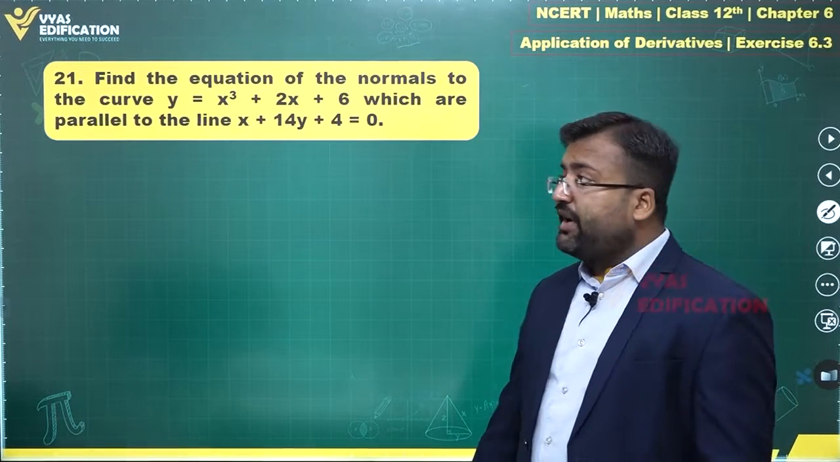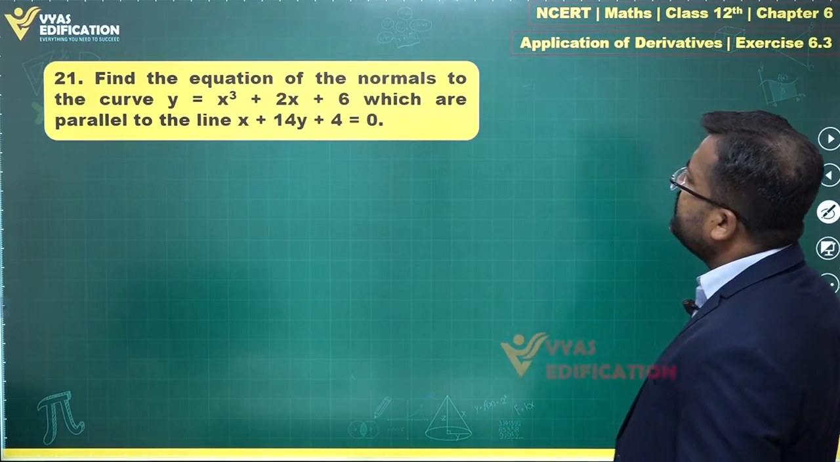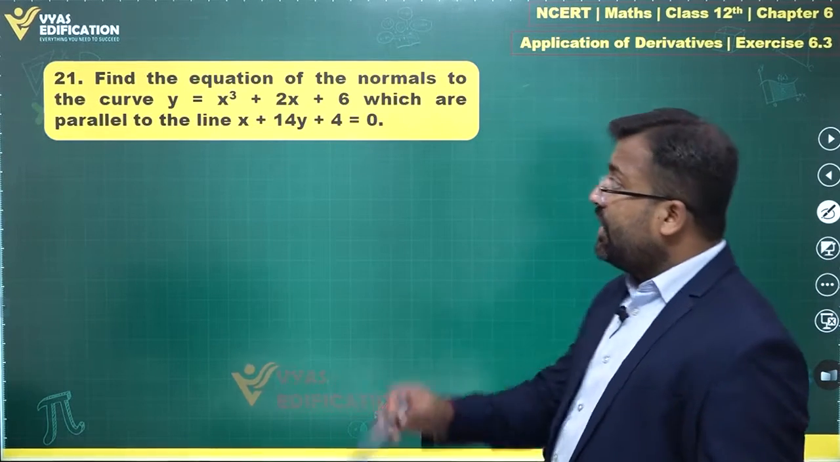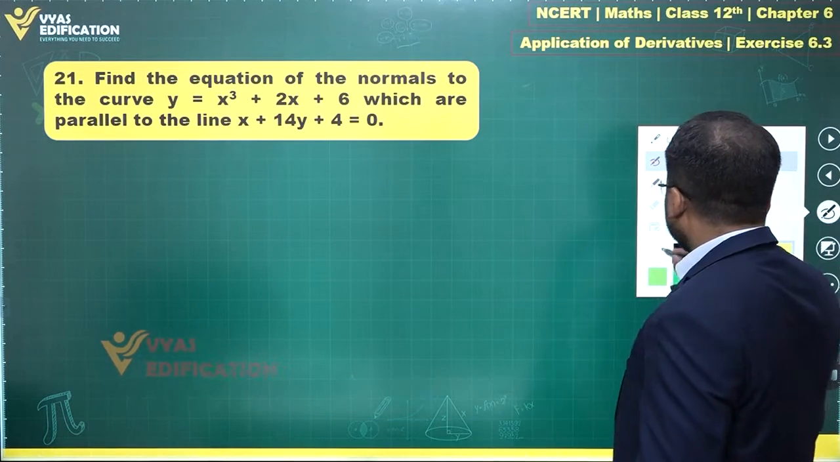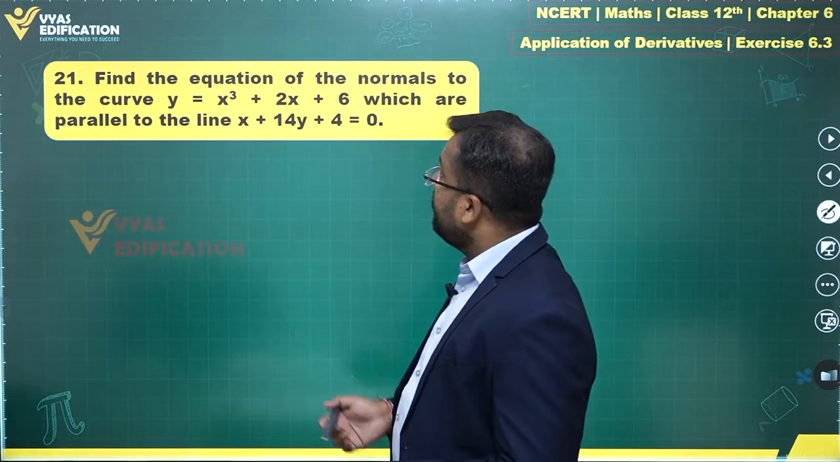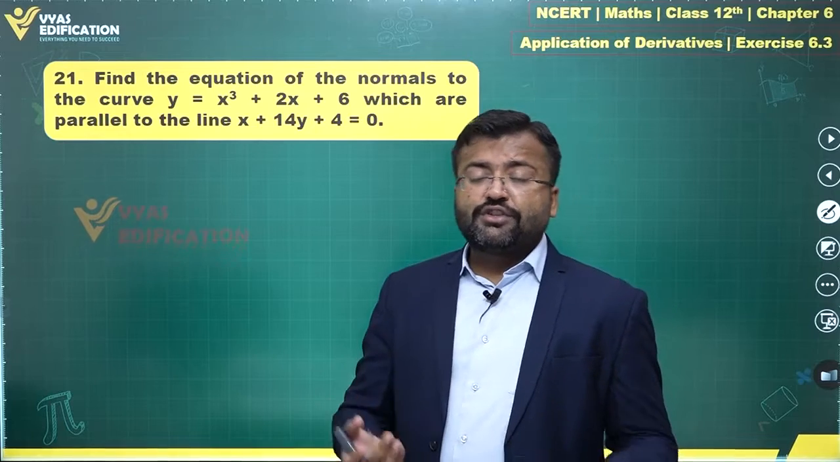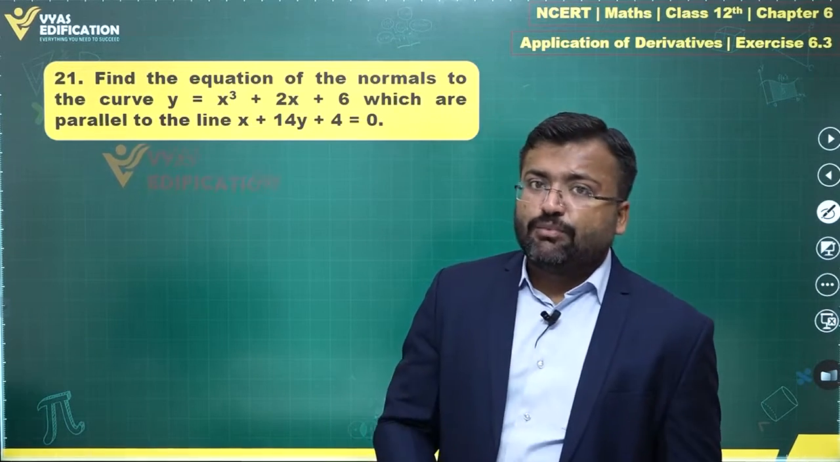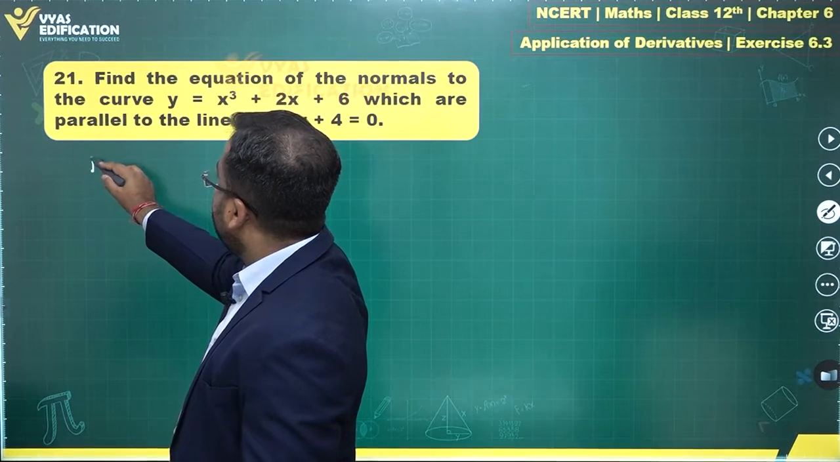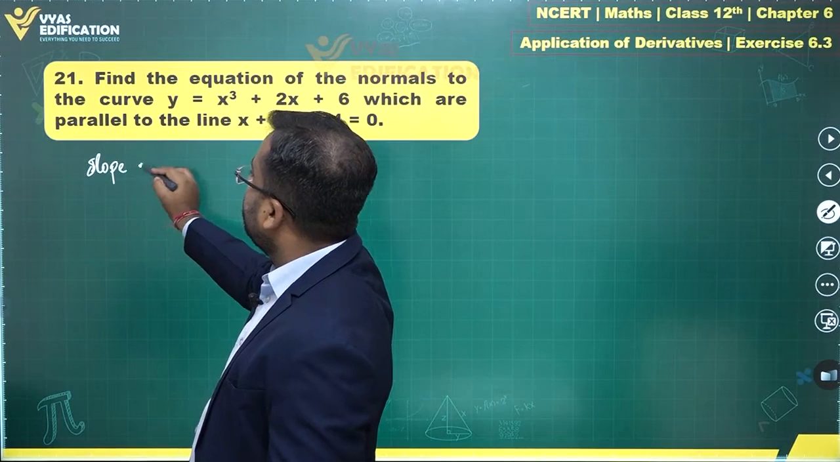Let's discuss question number 21 next. Find the equation of normals to the curve which are parallel to the given line. Okay, normals which are parallel to this. So slope of normal, that is something which you are aware of. Equation of normals are supposed to be found for this. So for equation of normals I need the slope of normals as well as the points, right? So yes, parallel to the line, slope of normal will be equal to what?